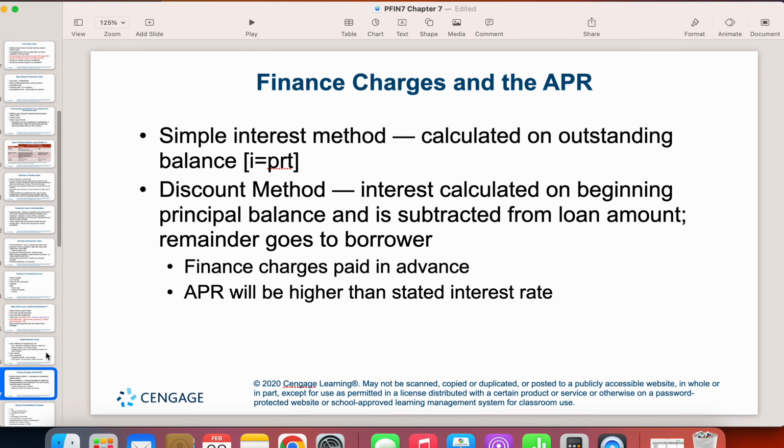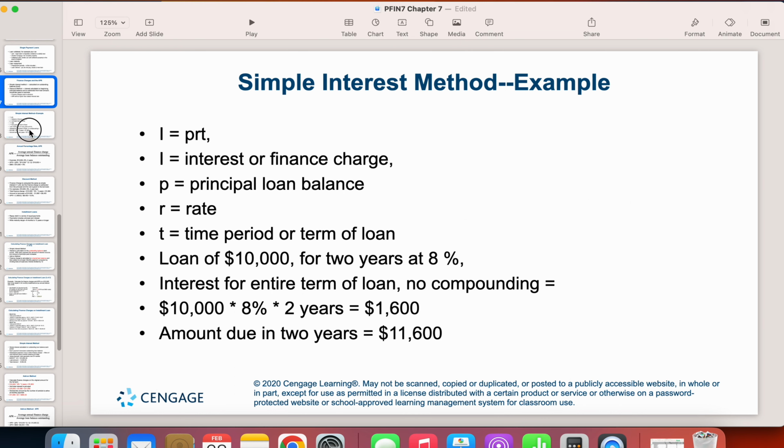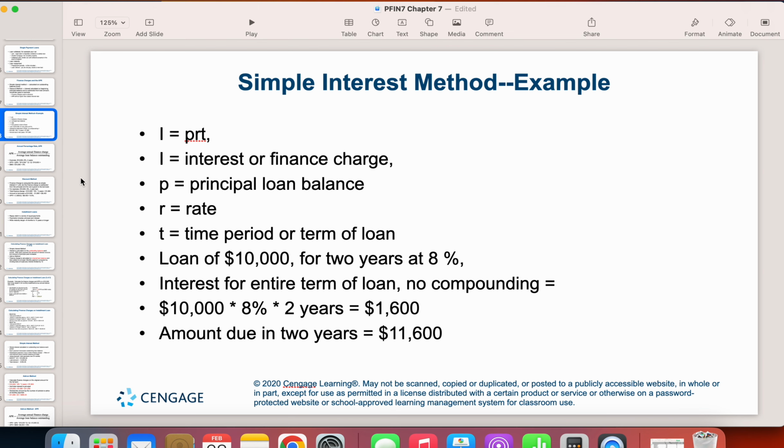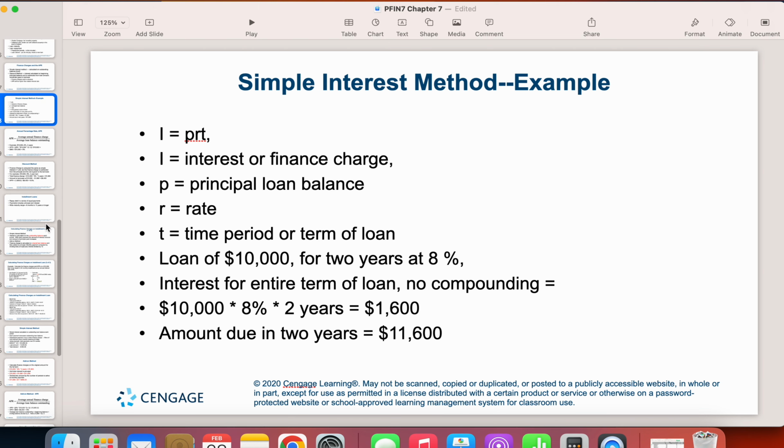Okay, so I'll discuss some more details on finance charges and how to calculate all of these different interesting calculations about consumer loans in a different video.